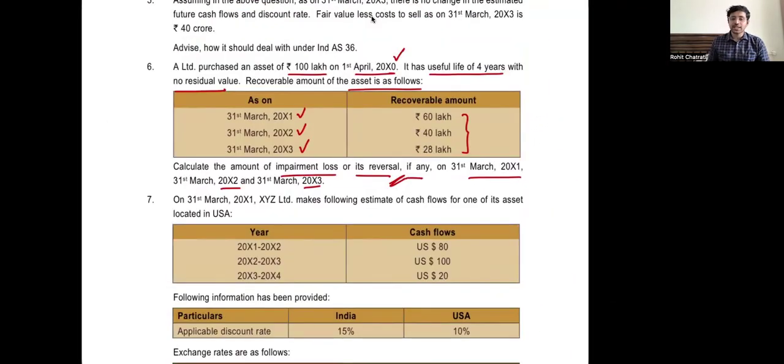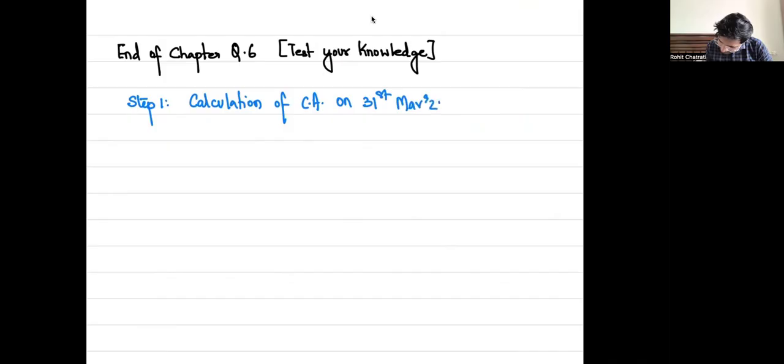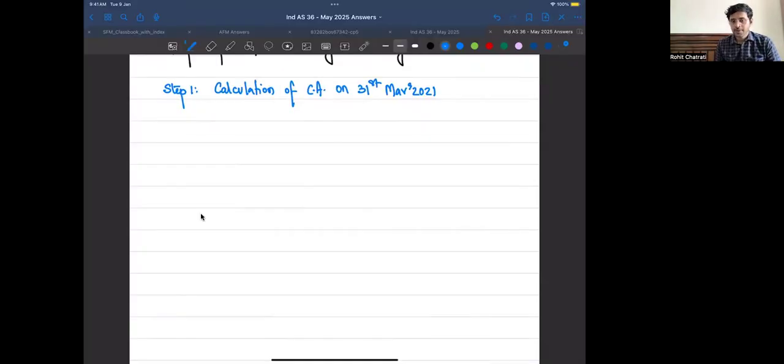We'll now start by calculating the carrying amount on 31st of March 2021. I know the cost of asset on 1st April. So my step 1 would be calculation of carrying amount on 31st of March 2021. We start with the cost of asset on 1st of April 2020. The cost of asset on 1st April 2020 was rupees 100 lakhs.